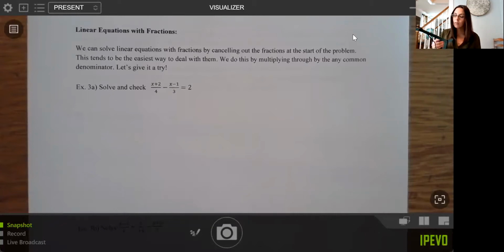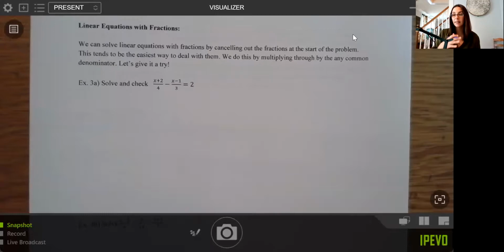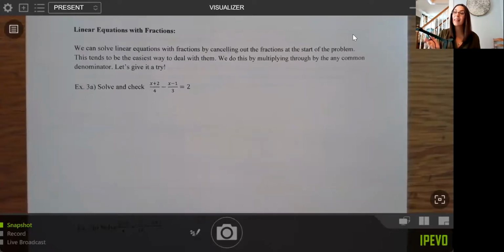So we can solve linear equations with fractions. You can just solve them with fractions, but usually we like to cancel them out at the beginning of the problem. I will say that if you have parentheses, I still like to clear parentheses first, and then I like to cancel my fractions. That's a personal preference, but you could cancel fractions before that if you like.